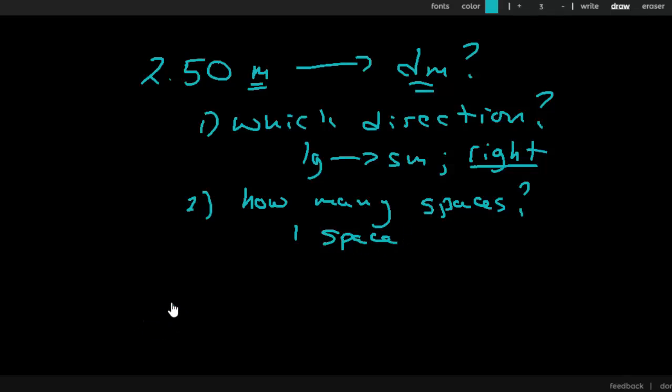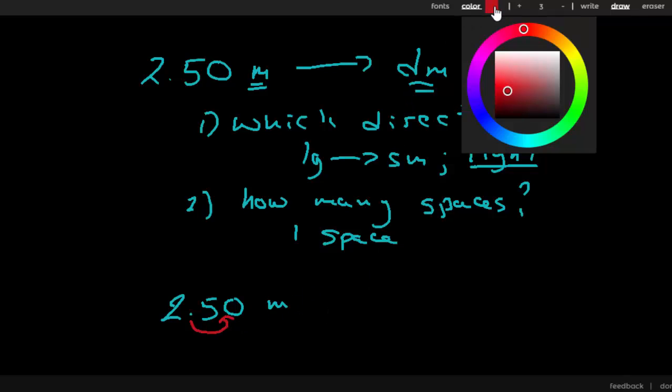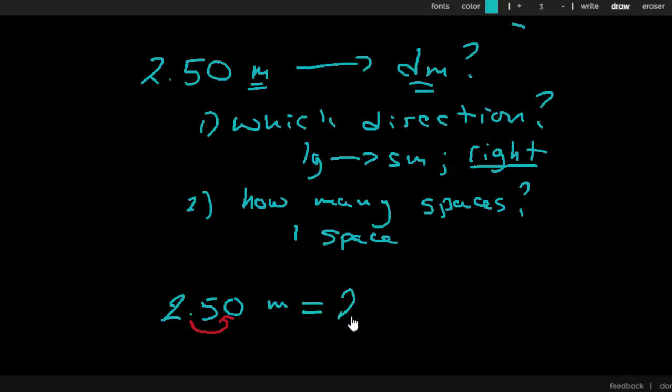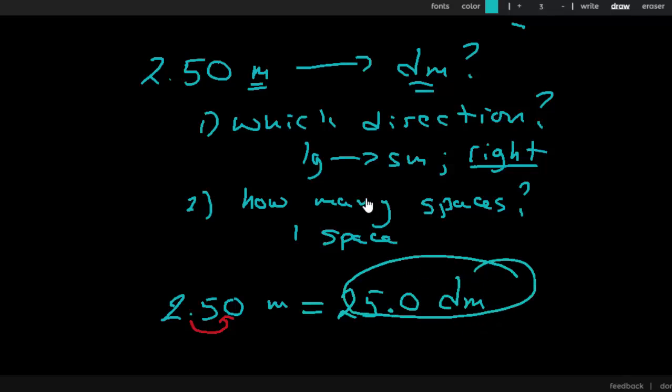So we take the number 2.50 meters. We move the decimal point one space to the right, and we get 25.0 decimeters. And there's our answer. Pretty simple.